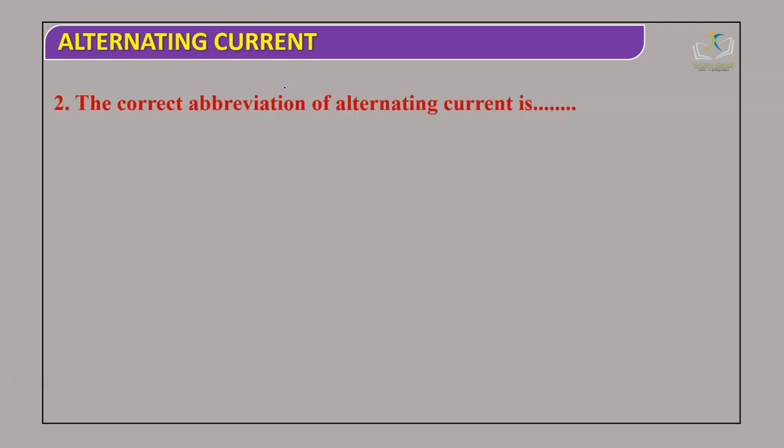The correct abbreviation of alternating current is: I hope you're getting the question. AC, A.C., A.C. or AC. As you can see, we need the correct representation. The meaning of abbreviation here is representation.